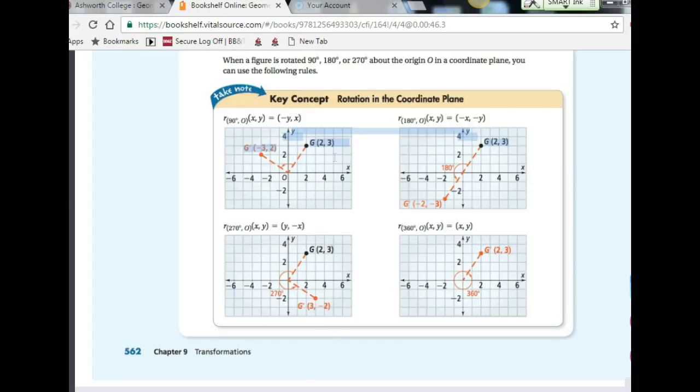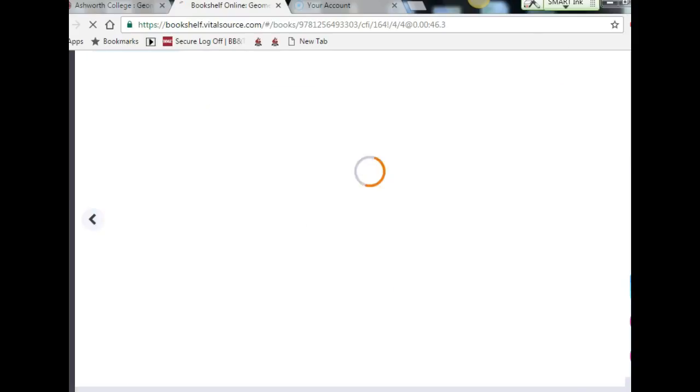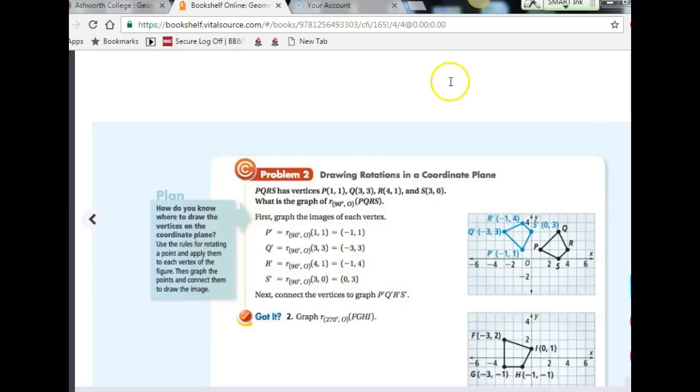Again, notice the x and the y switched, and then the x value, which is now in the y position, became negative. And when something is rotated 360 degrees, it literally goes all the way around and right back to where it was. So again, use this chart, memorize this chart, whatever would be most beneficial to you, because it will come in handy. All right, so let's look at problem number 2 here.